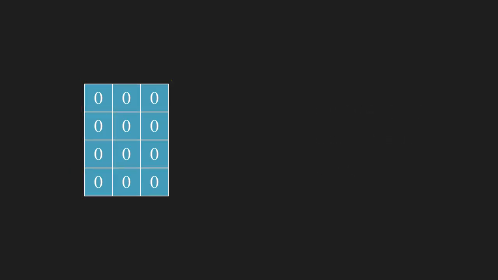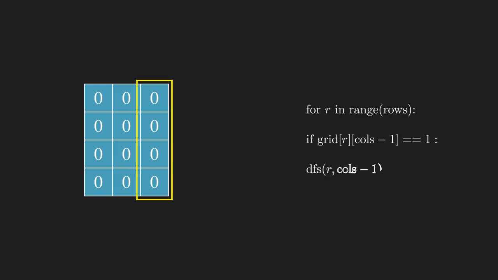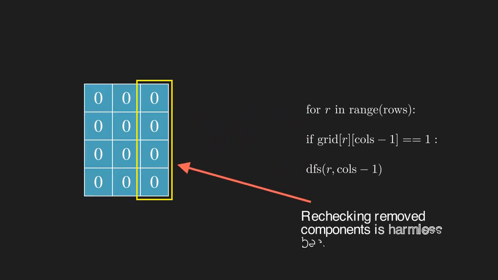The right boundary has column index columns minus 1. Therefore, for each row R, the relevant coordinate is R, columns minus 1. If its value equals 1, the call DFS of R, columns minus 1 removes its entire boundary-connected component. Rechecking an already removed corner or component is harmless because its value is now 0.